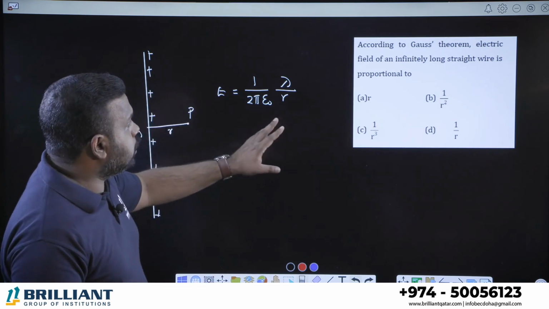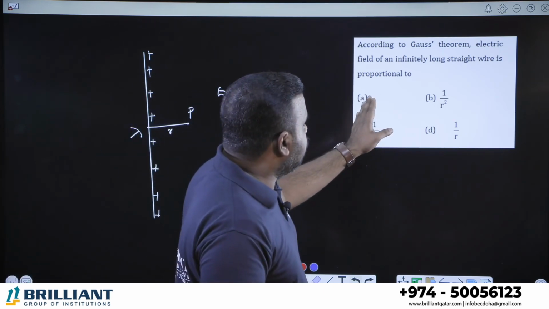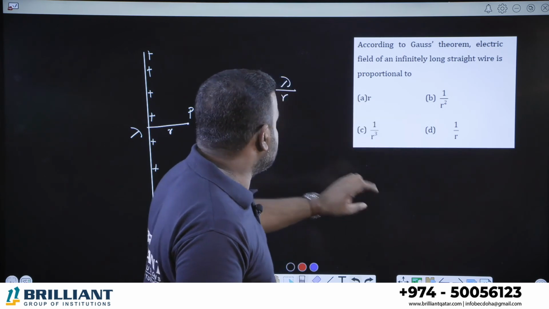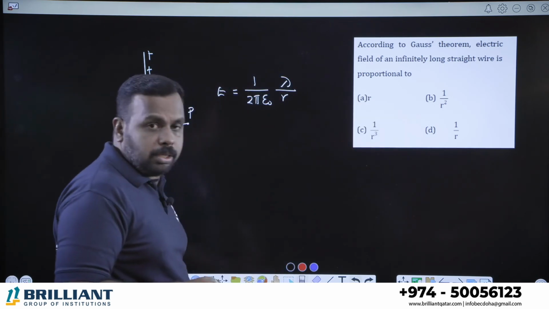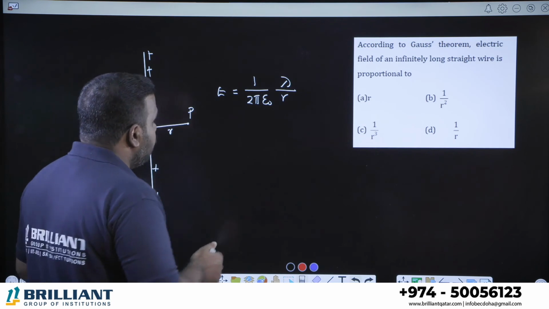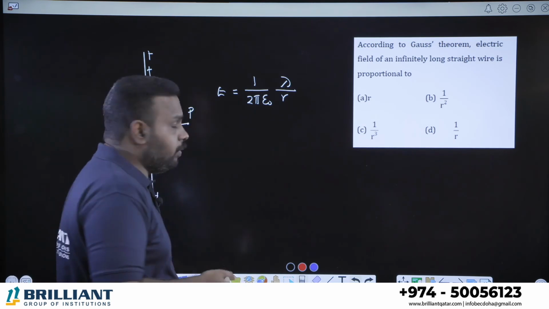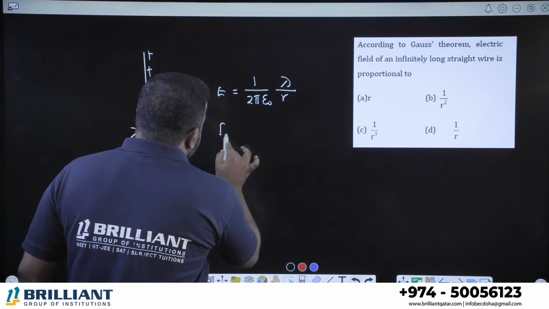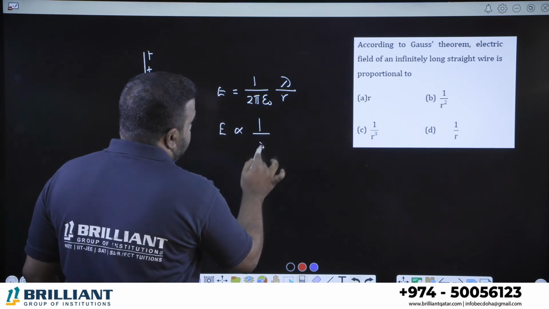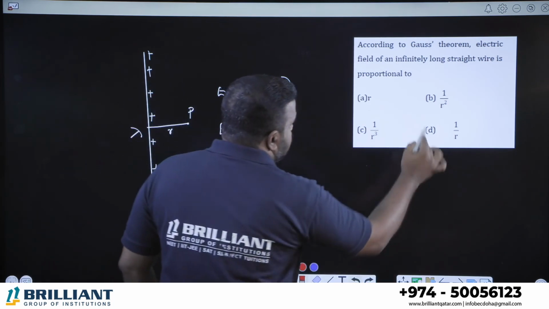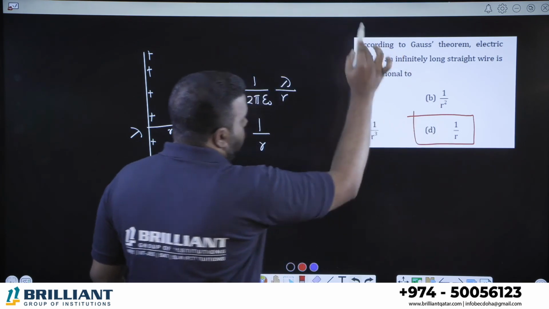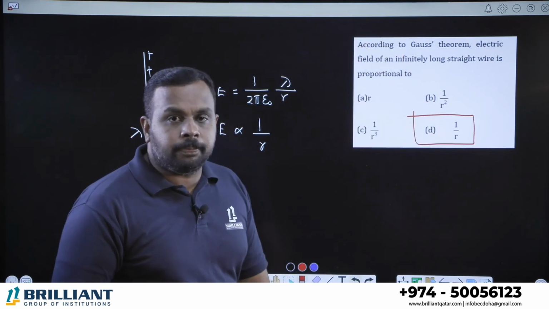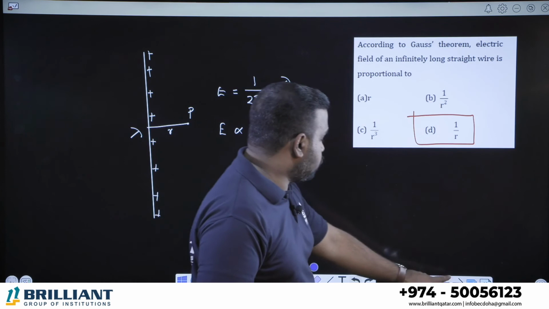So here the question is, according to Gauss theorem, electric field of an infinitely long straight wire is proportional to. So how field is related to R? That's the only thing we have to find from here. Lambda is a constant, epsilon or 2 pi, everything are constant. So how E is related to R? Clearly you can see that E is inversely proportional to R. So the answer is inversely proportional to R. Right? Yeah. Next question.